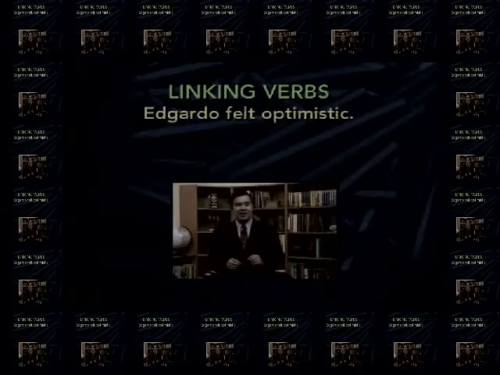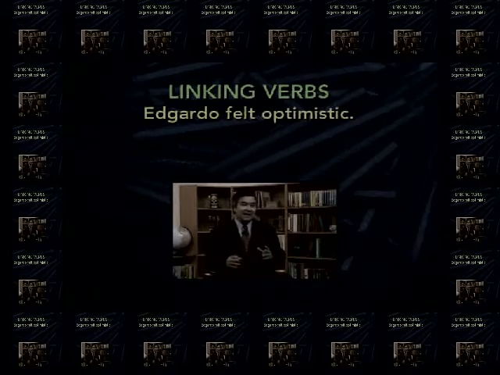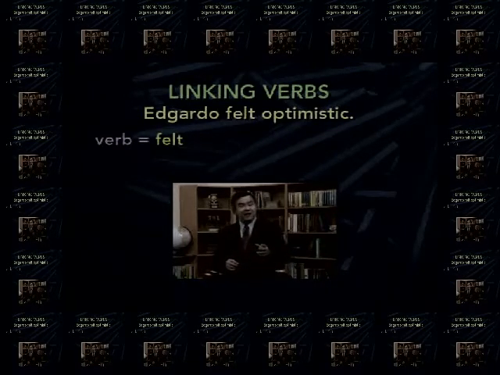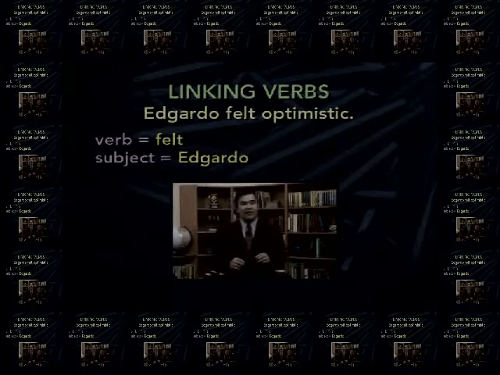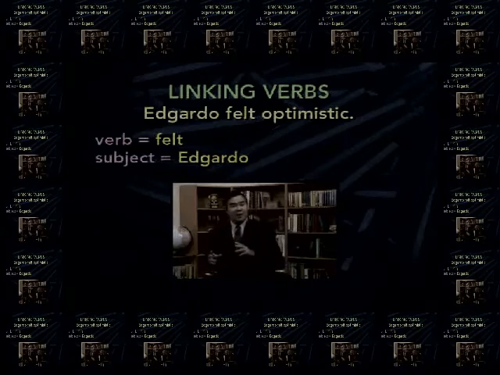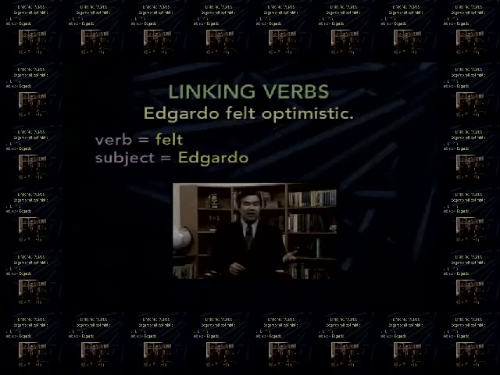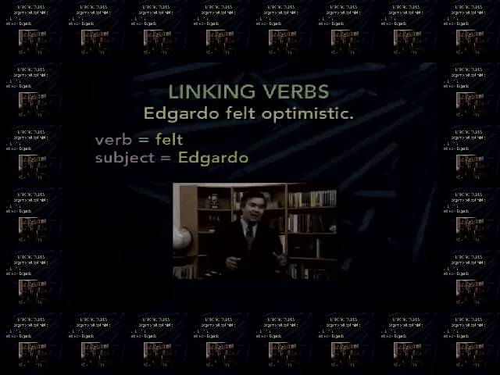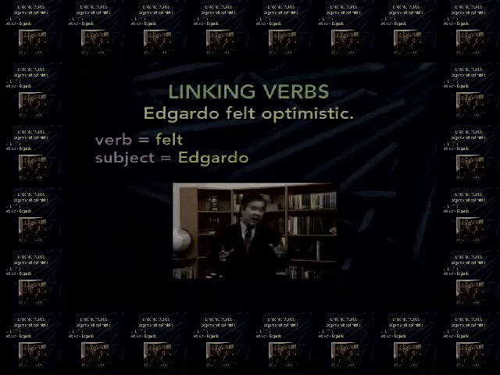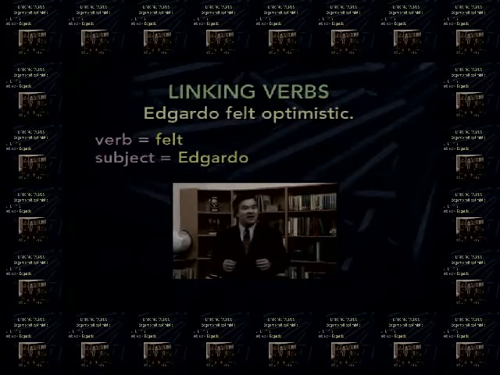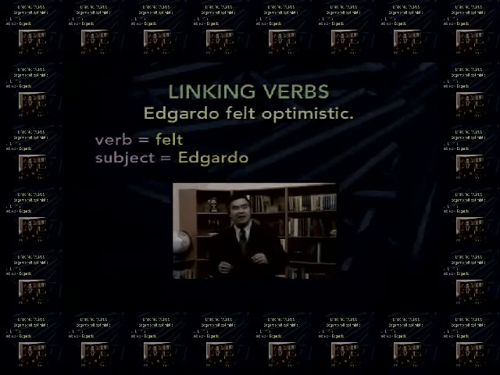One more example. Edgardo felt optimistic. In this sentence, the verb is felt, and the subject is Edgardo. And what did Edgardo feel? He felt optimistic. Once again, felt is being used as a linking verb in this sentence because Edgardo and optimistic are being linked. They are being equated. When we say that Edgardo felt optimistic, that's almost the same thing as saying he was optimistic. It's just putting a slightly different meaning on it.